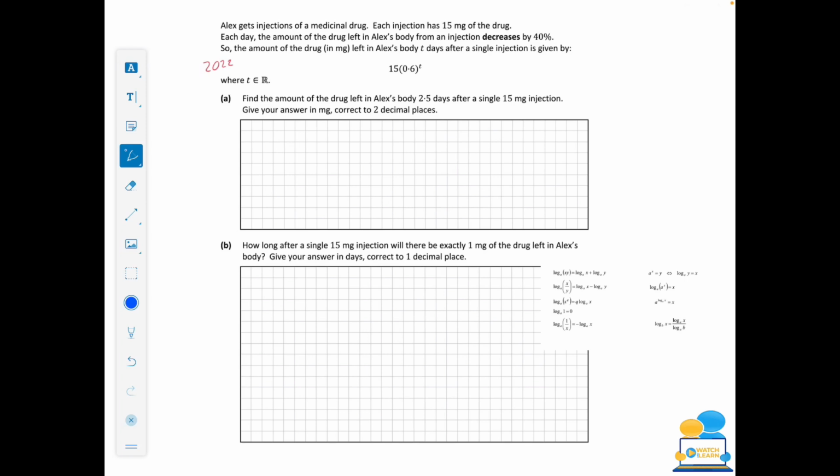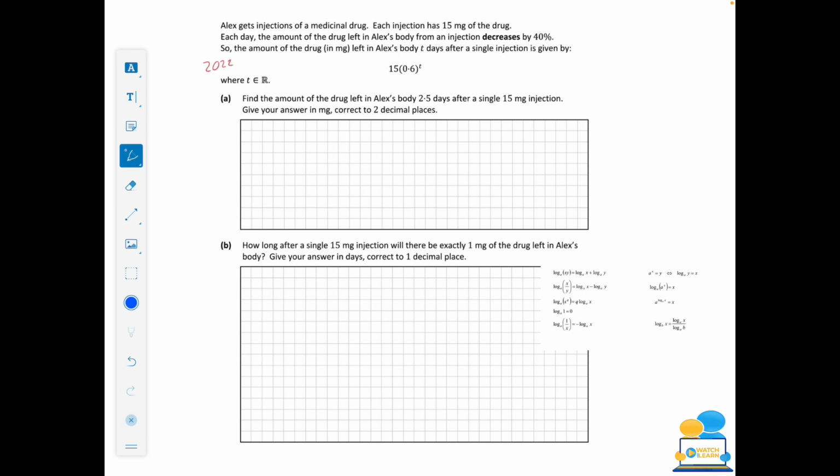They tend to be about anything, and you don't need to know, like this one is about injections of a medical drug, but they can be about absolutely anything. Don't let that throw you. Okay, so Alex gets injections of a medical drug. Each injection is 15 milligrams of the drug. Each day the amount of drug left in Alex's body from the injection decreases by 40%. So the amount of drug in milligrams left in Alex's body t days, so this is an important piece of information here, that t is in days, after a single injection is given by that formula.